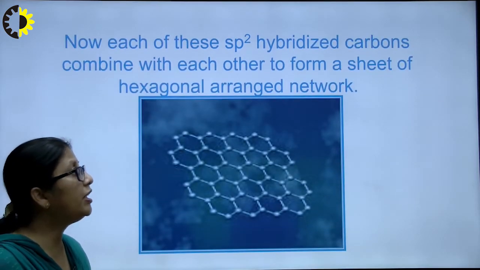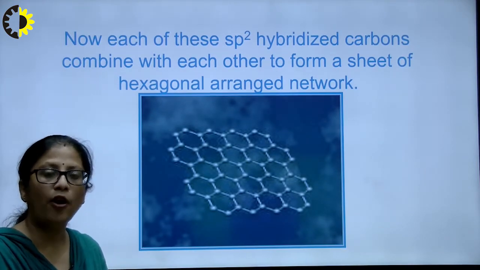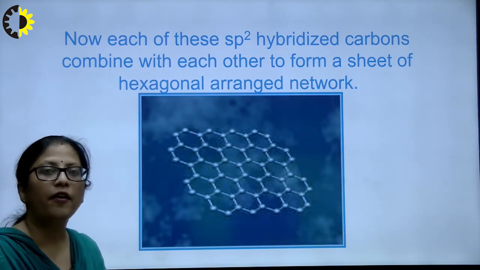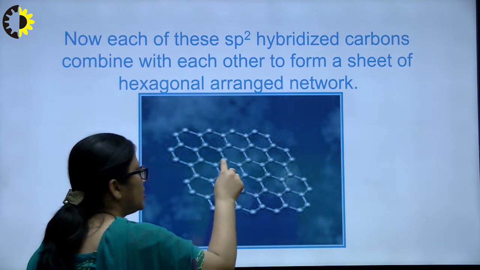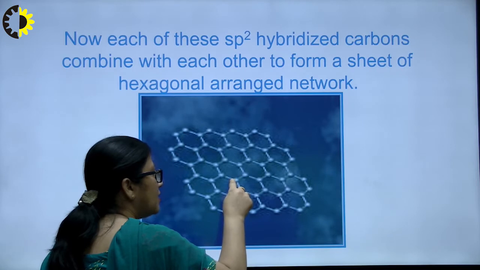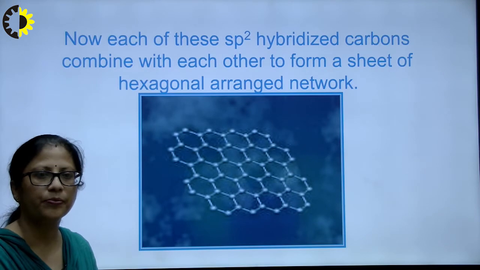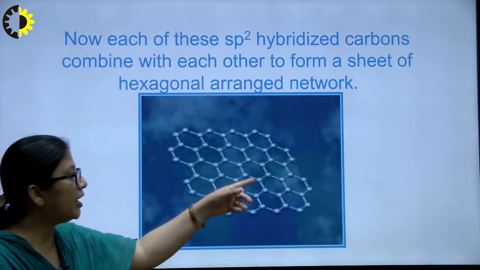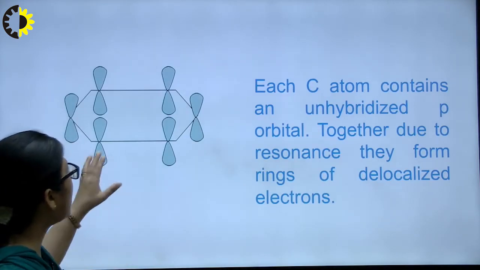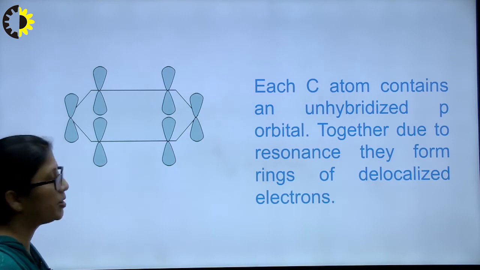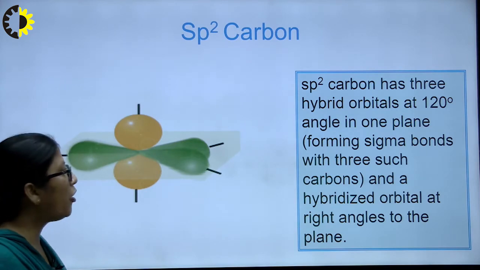Now, each of these sp2 hybridized carbons combines with the others to form a sheet of hexagonally arranged network. These dots represent the carbon atoms, and each carbon atom is bonded to 3 other carbon atoms by sp2 hybridization, and they are arranged in a network of hexagons. Here, each carbon atom contains an unhybridized p orbital. This is the unhybridized p orbital which is present on each carbon atom.